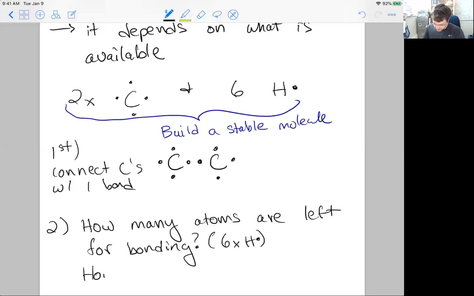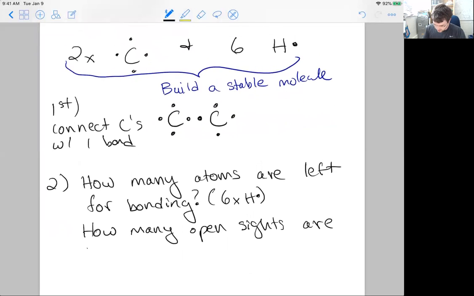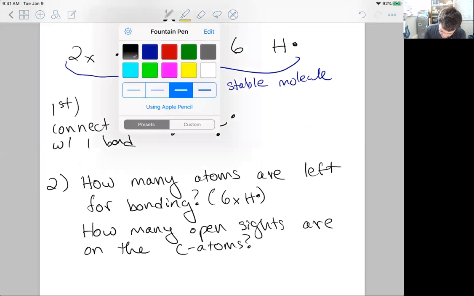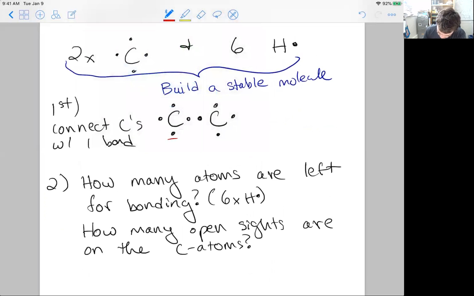And how many open sites are on the C atoms? It turns out that if we count the number of open sites on the C atoms, we're at 1, 2, 3, 4, 5, 6. I put red underlines underneath those 6 spots, those 6 dots.